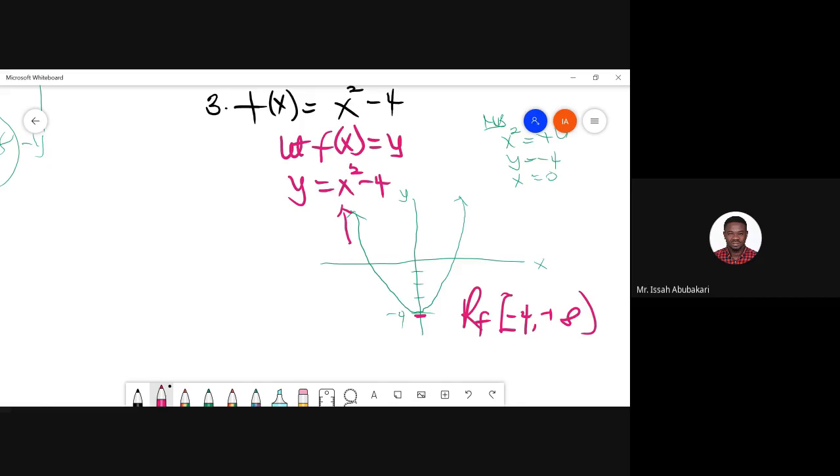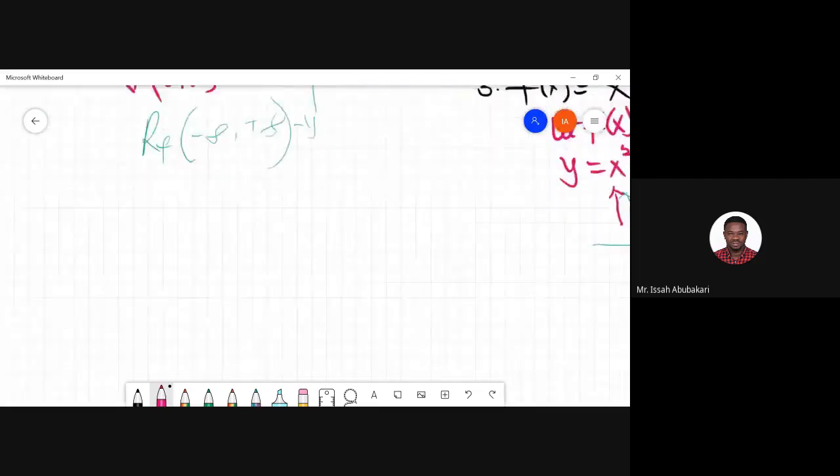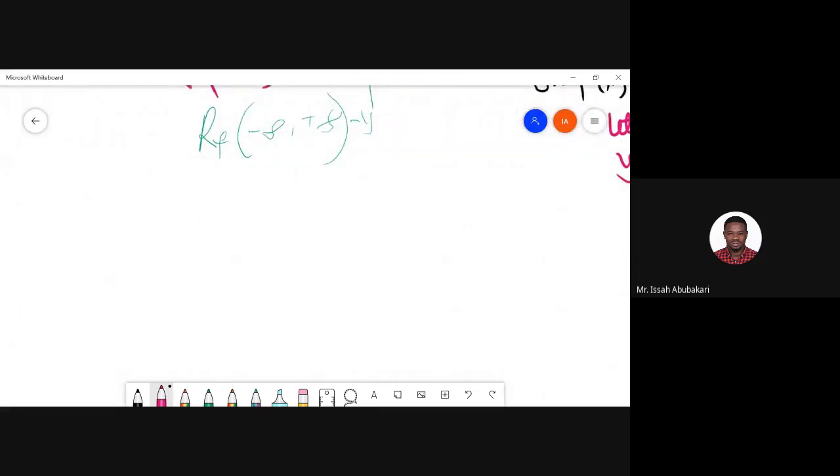Is that okay? Now let's solve one or two more questions under quadratic, and then we move on to polynomial. So question 4. Let's say our question 4 is like this. When we have f of x equal to 2 minus x squared. As usual, the first step to solve this is to equate f of x to y.